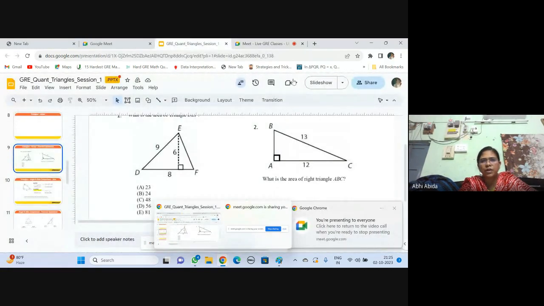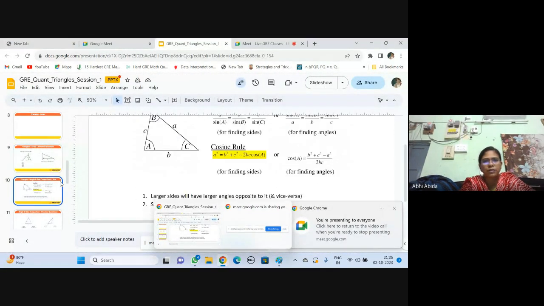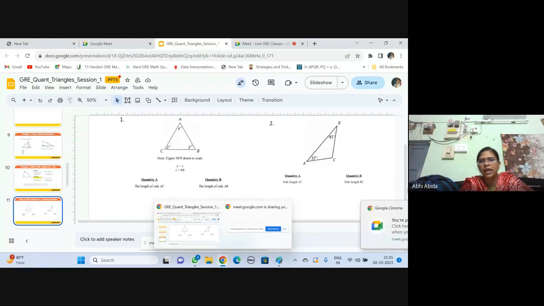So we'll move on to another question here. Larger the side, larger the angle; larger the angle, larger the side opposite to it. That means angle and side are directly proportionate to each other. These questions are based on that concept. You can see two questions. I'll just zoom it out. Give me a minute.